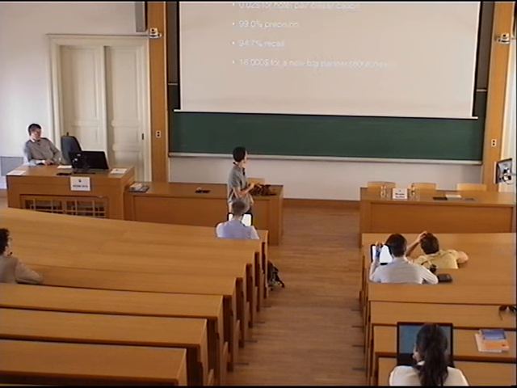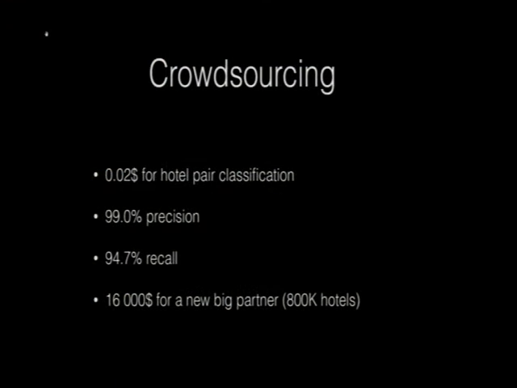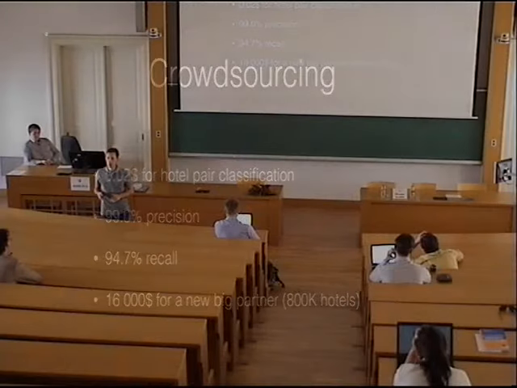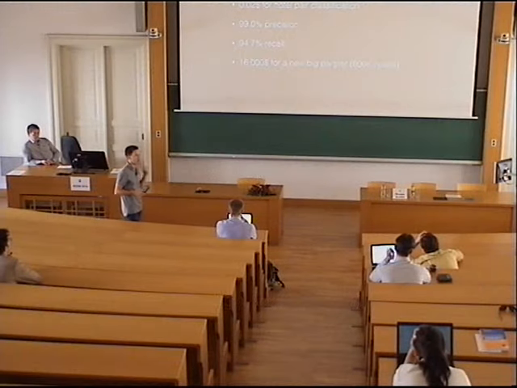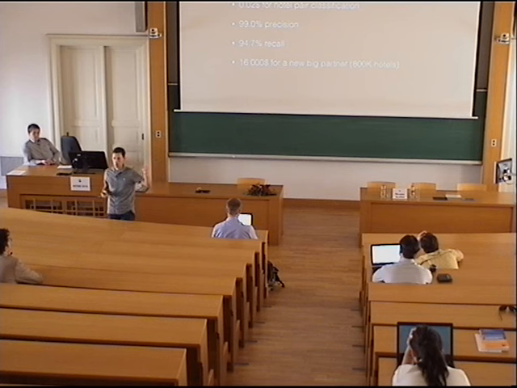So what were the results? We paid 2 cents for each task consisting of five hotels, and because we had five Tolokers, it costs 2 cents for a hotel pair classification, and the results were quite good. But the problem is that they're a bit too optimistic, because the cases that we presented to them were not very hard. And in hard cases, it was always 50-50.